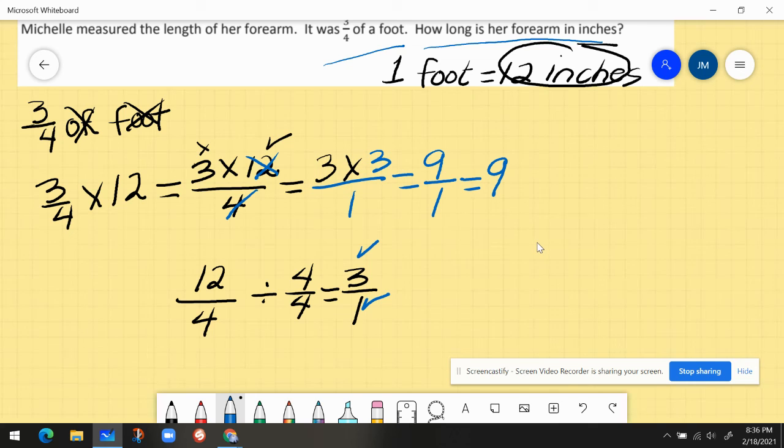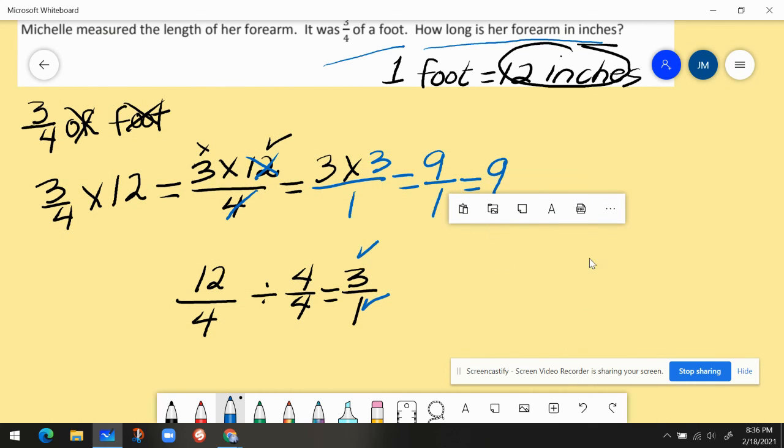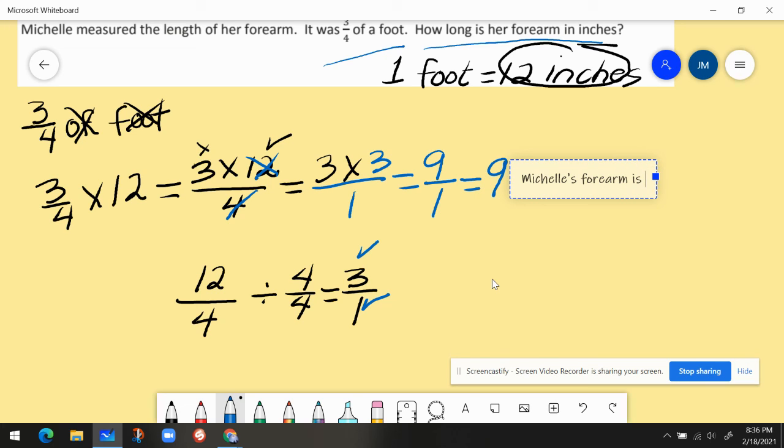Let me move this box over here somewhere. Where's my text? There it is. Okay. So we say Michelle's forearm is, how many inches we said? 9 inches. So that will be the answer.